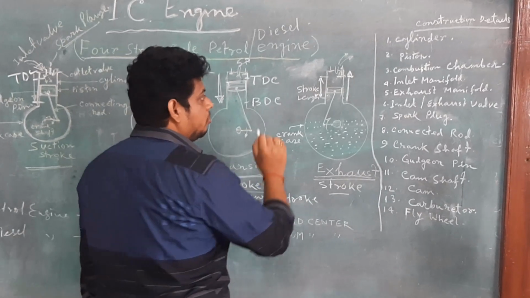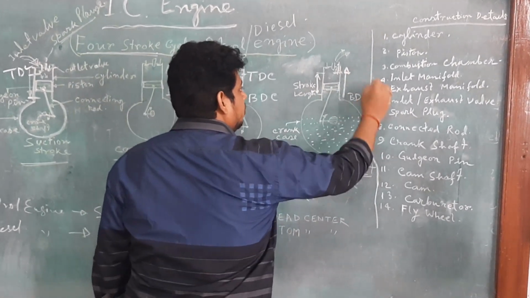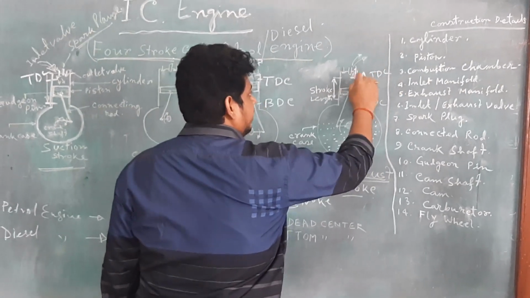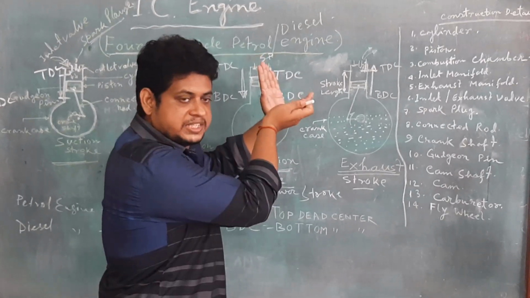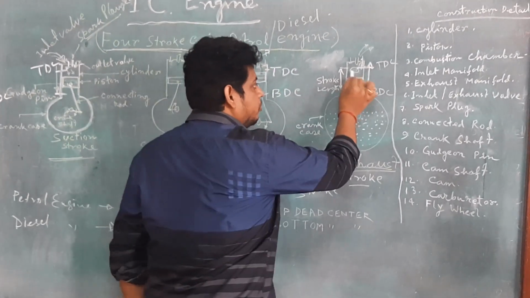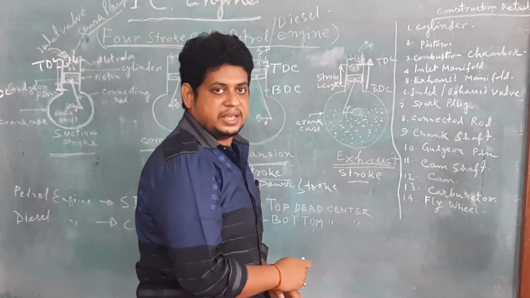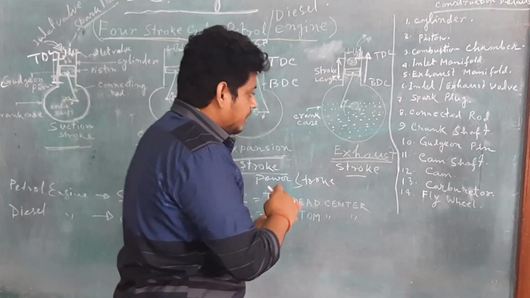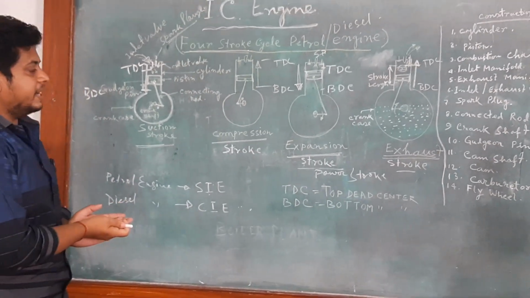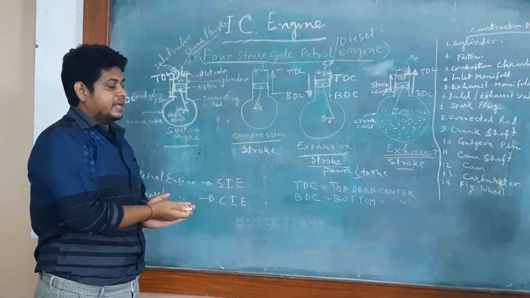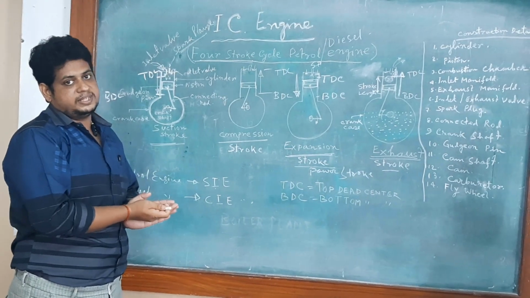Now for the exhaust stroke, we have to move the piston from BDC position to TDC position. The exhaust valve opens and the piston moves from BDC to TDC, and the whole combustible products formed inside the cylinder are exhausted from the cylinder. And by combining these four strokes, we can easily understand the operation of the petrol as well as the diesel cycle.